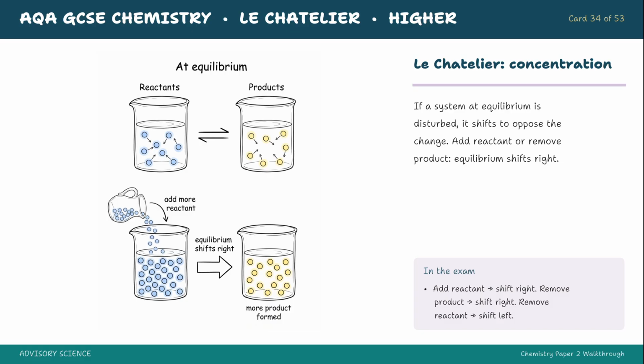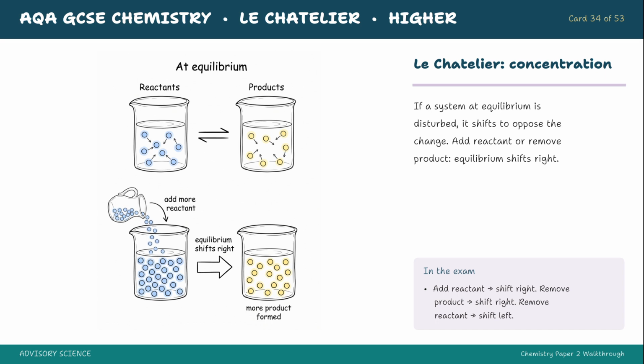The three conditions you can change are concentration, temperature, and pressure. In the exam, the position of equilibrium tells you whether there's more product or more reactant in the mixture. Shifts to the right means more product forms. Shifts to the left means more reactant forms.